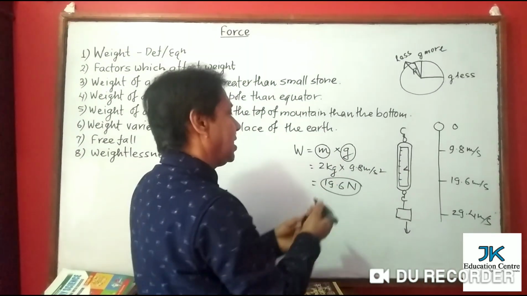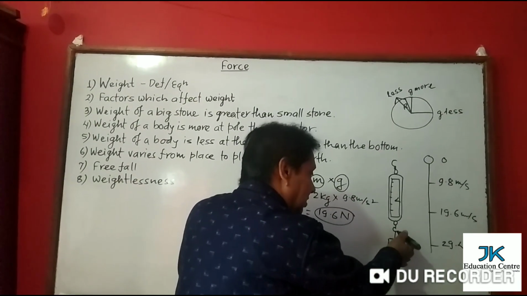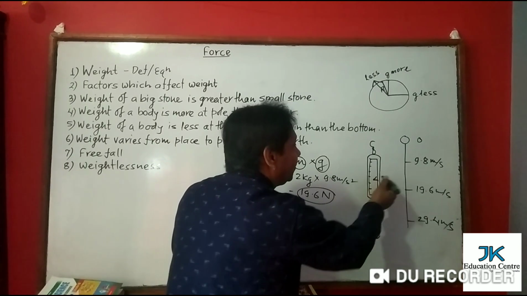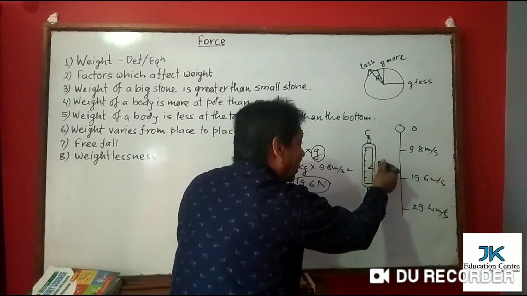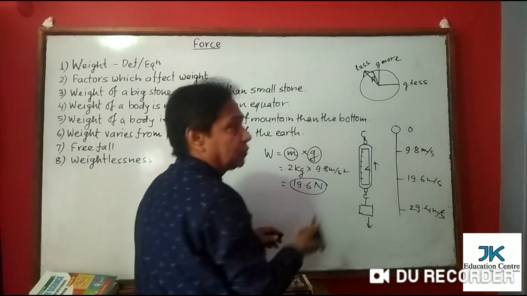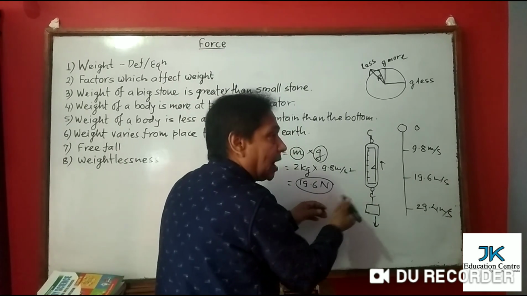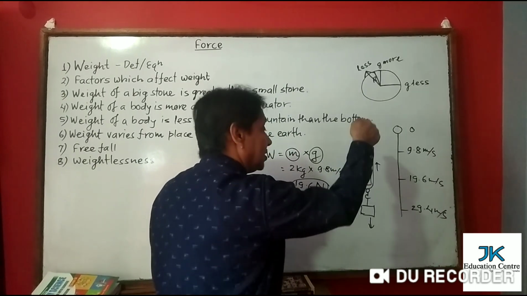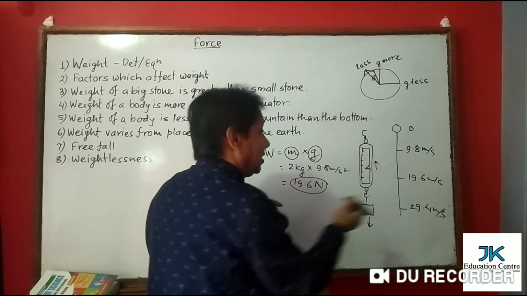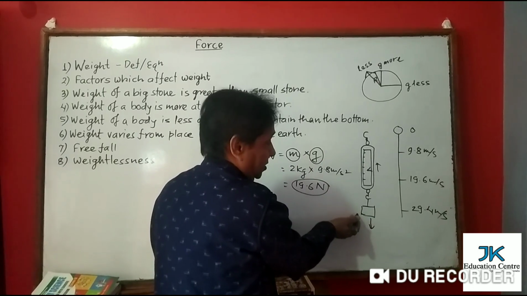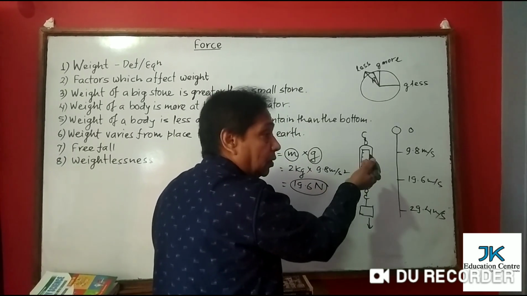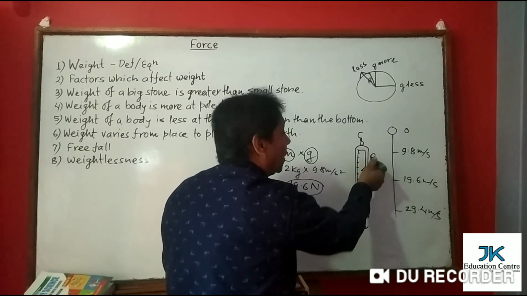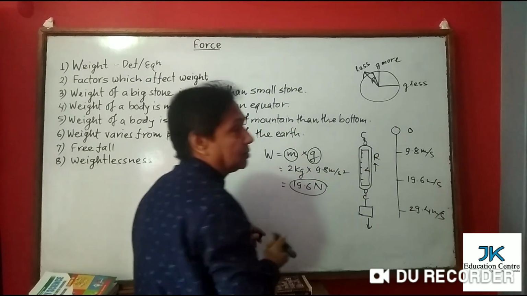But how do we measure this? When we suspend it with the help of this spring balance, the spring balance creates another force, called reaction force, to hold this body. I mean to say, with the same force the earth attracts it towards its center, the spring balance holds it. The reaction force is used to neutralize the force of attraction of the earth. And that's why weight is measured in terms of this reaction force.